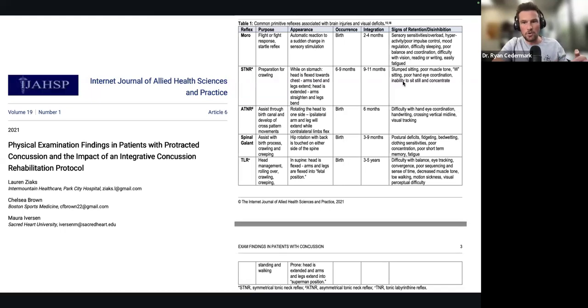It does play a role in postural muscle tone and hand-eye coordination, which can also be seen in a brain injury patient. ATNR: difficulty with hand-eye coordination, crossing the vertical midline, and visual tracking. Spinal Galant: postural deficits, fidgeting, difficulty with bowel and bladder function, and issues with memory, all associated with a retained spinal Galant reflex. TLR, tonic labyrinthine reflex: balance and eye tracking. So, lots of things that we see in patients who have symptoms after brain injury.